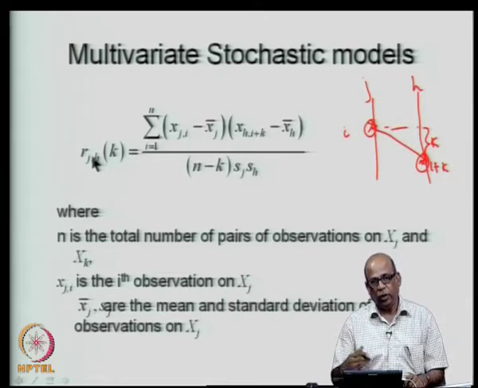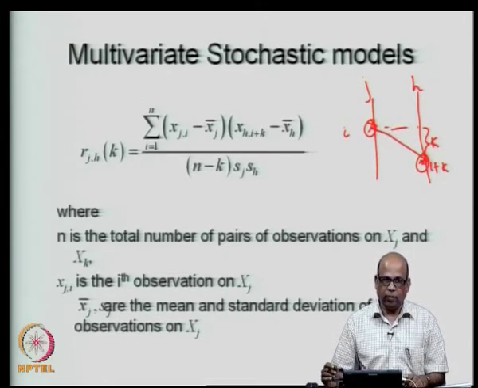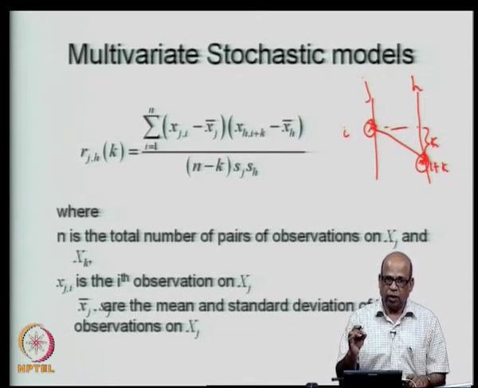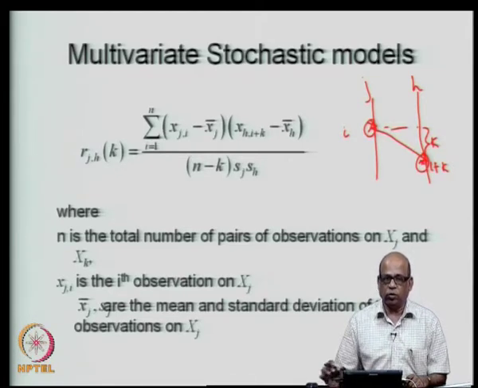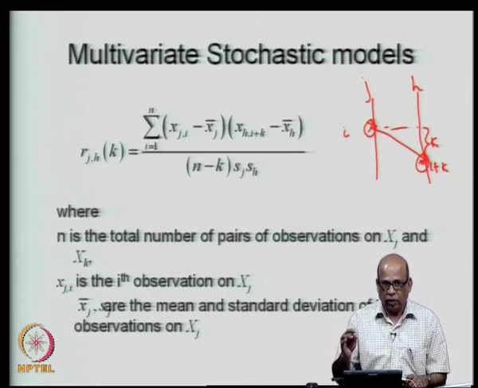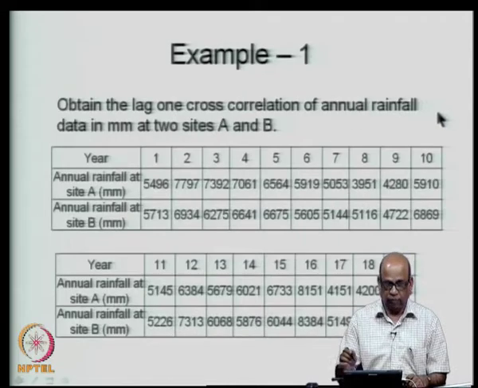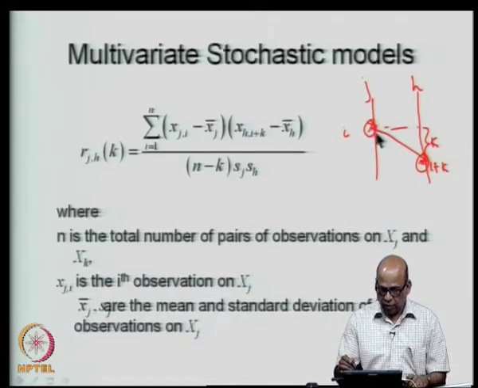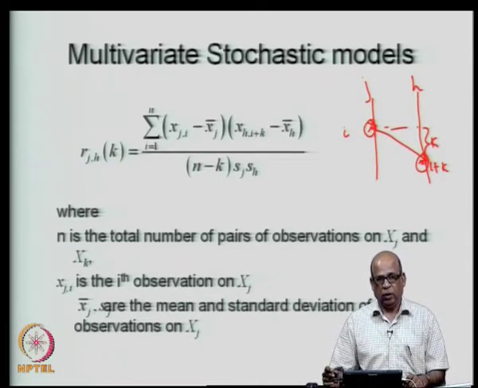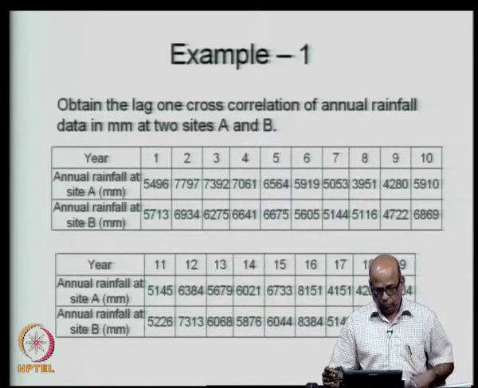Now, this is an important input into the multivariate stochastic models. In the single variate stochastic models or the single site models, the lag k autocorrelations were important, and specifically for the type of models that we saw, lag 1 autocorrelations were important. Whereas, in the multivariate stochastic models, not only the lag k autocorrelations on each of these sites, but also the lag k cross correlations between the flows at site j and flows at site h are important. So, let us see how we compute this now.